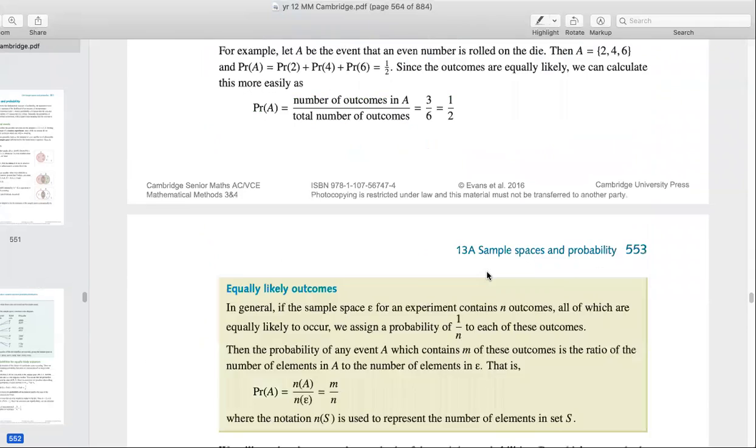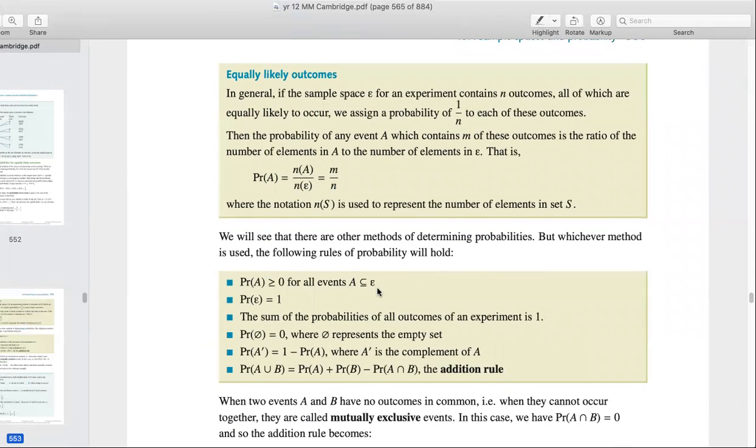The next one to emphasize is A dash. A dash essentially means the complement of A. So if A is an event, like you are watching my videos, then my A dash will be that you do not watch my videos, so it is the opposite.